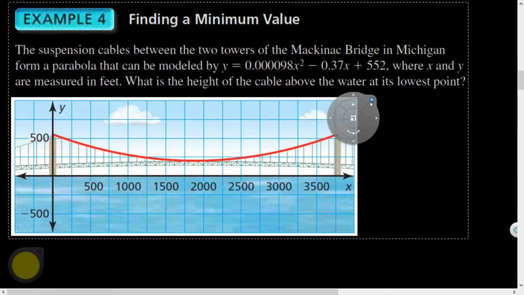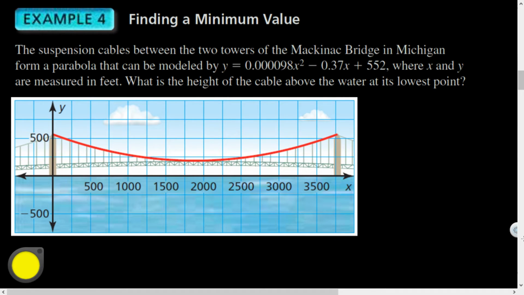Ooh, look at this. Example 4. The suspension cables between two towers of the Mackinac Bridge in Michigan form a parabola that can be modeled by, wow, that is a crazy a value there. All right, where x and y are measured in feet. What is the height of the cable above the water at its lowest point? So I'm looking for how tall is this? What is that distance? Well, no.